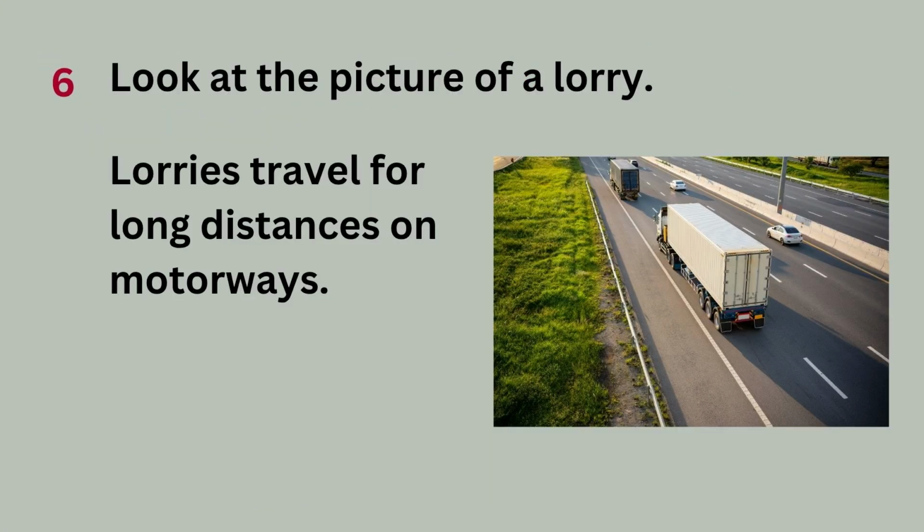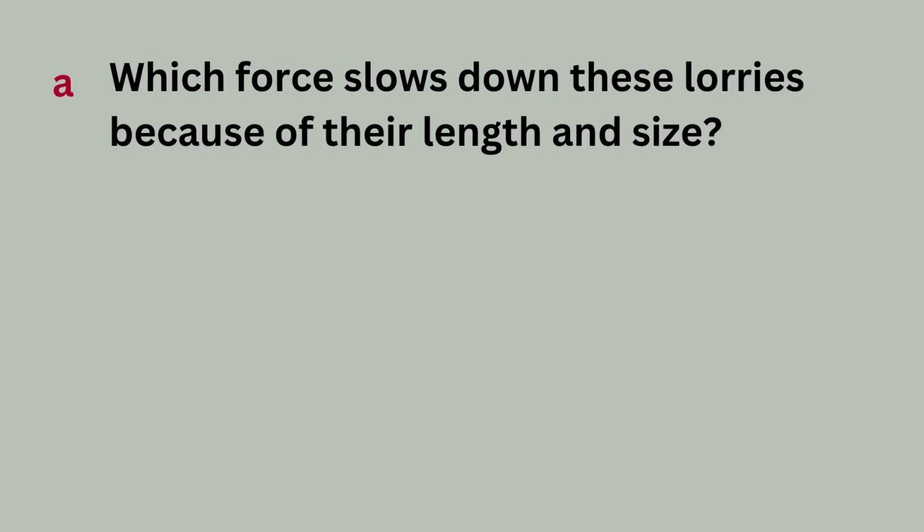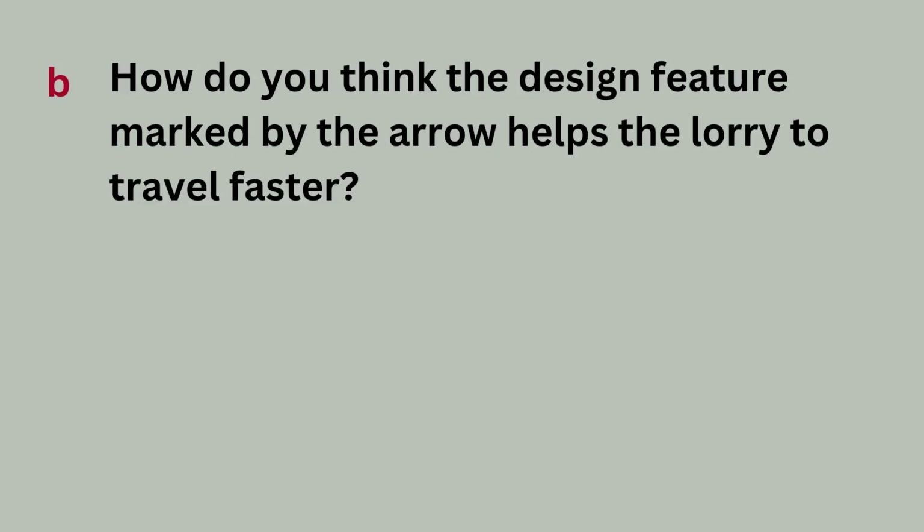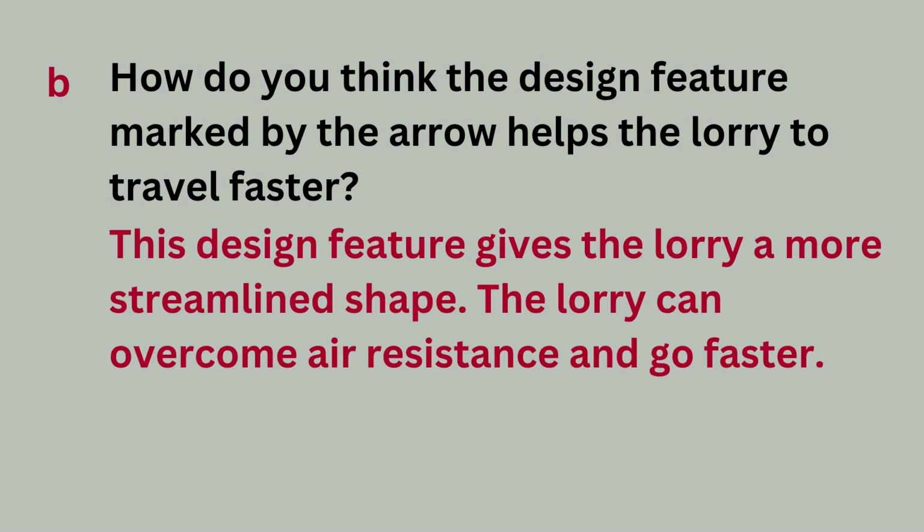Question 6. Look at the picture of a lorry. Lorries travel for long distances on motorways. A. Which force slows down these lorries because of their length and size? Air resistance. Question B. How do you think the design feature marked by the arrow helps the lorry to travel faster? This design feature gives the lorry a more streamlined shape. The lorry can overcome air resistance and go faster.